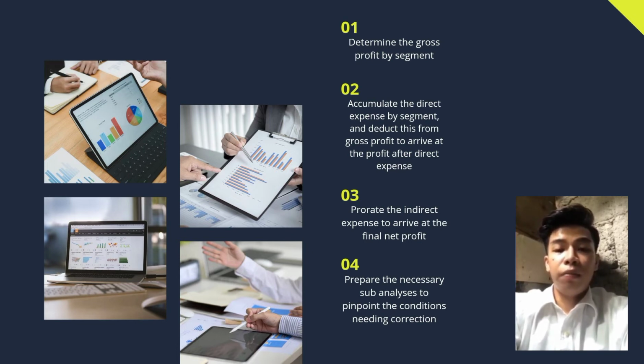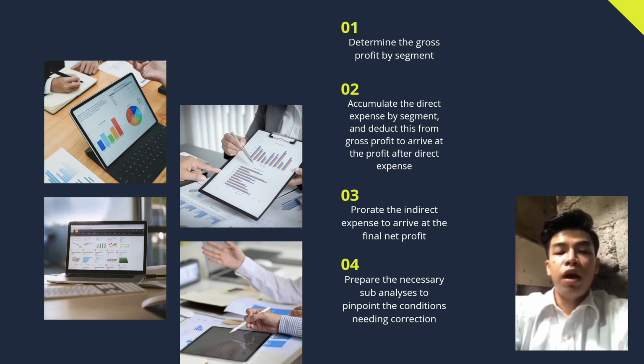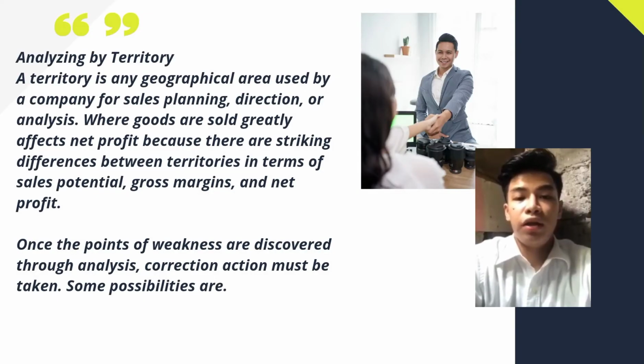Number 3 is to deduct the indirect expense to arrive at the final net profit. Distribute the indirect expense so that we can get the final net profit. Number 4 is to prepare the necessary sub-analyses to pinpoint the conditions needing correction. Analysis by territory: geographical areas are used by companies for sales planning.